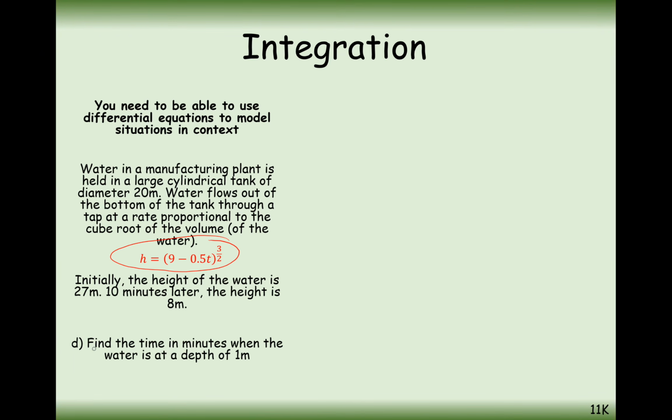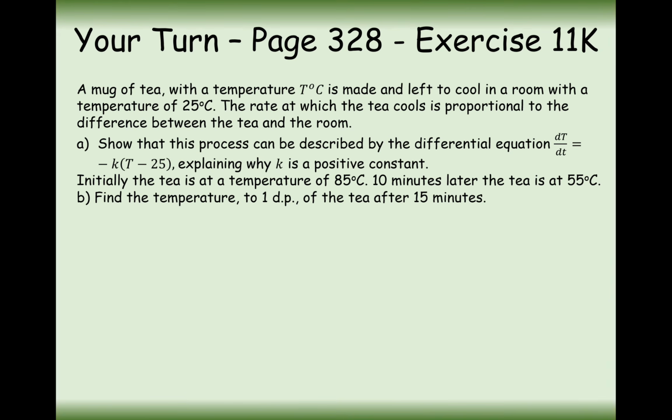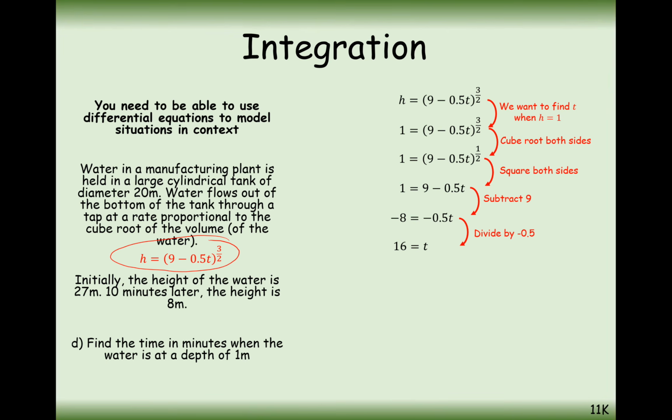And then the final part of this question is to find the time in minutes when the water is a depth of 1 meter. So when h is equal to 1 meter, let's find out the value of t. So undoing the cubing and the square rooting, we'll get just 1 still, because 1 cubed and 1 square rooted is just 1 still. Then we just need to rearrange to get t equal to 16.